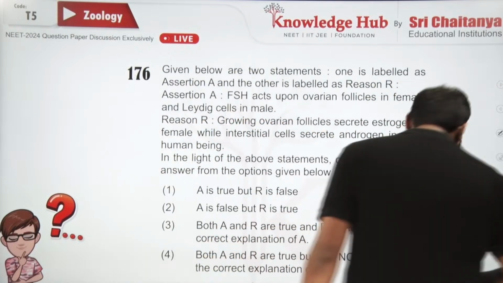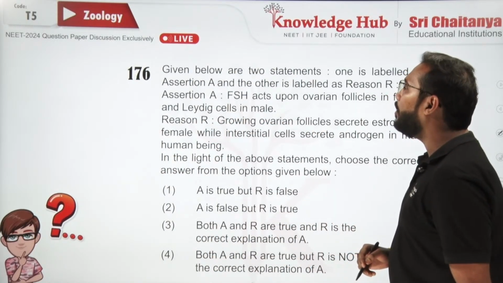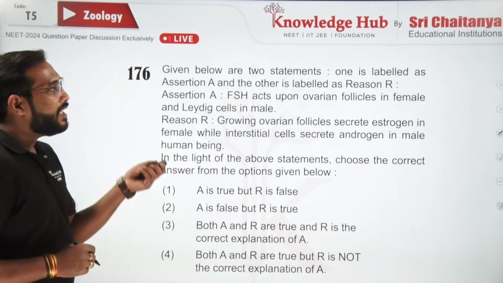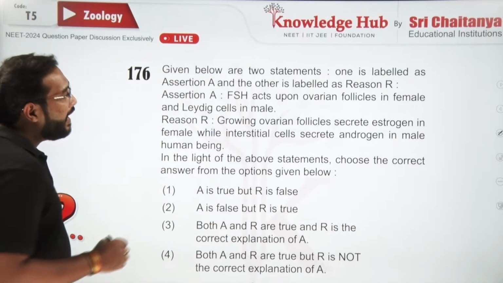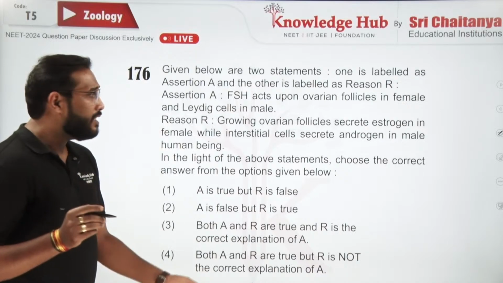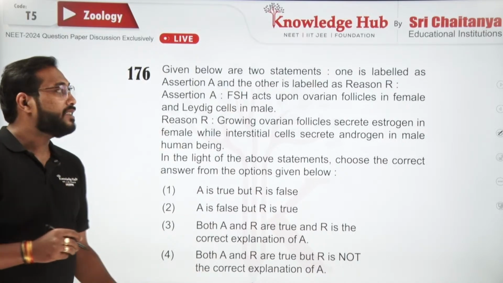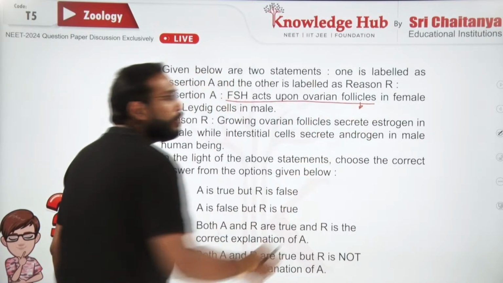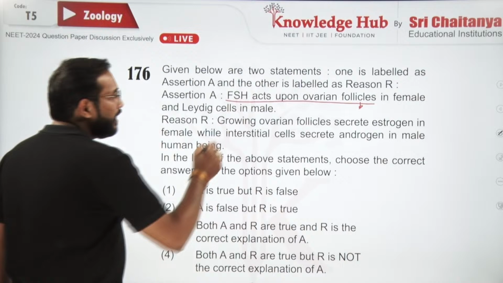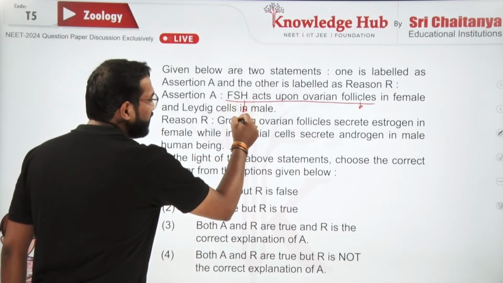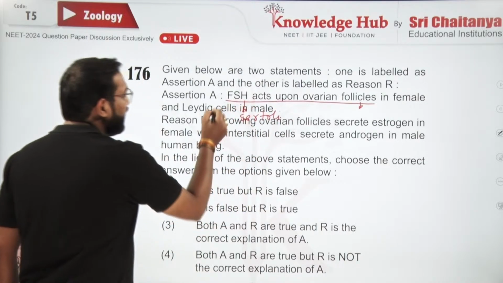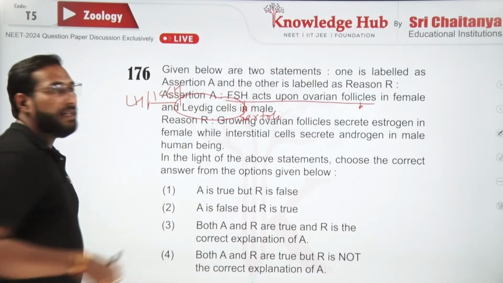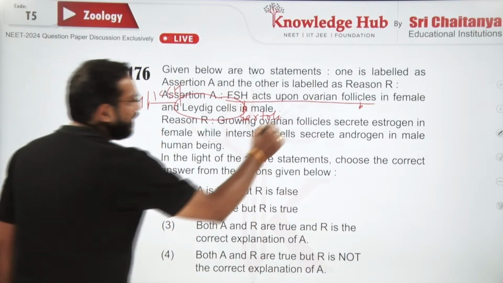So, the very next question we have here: given below are two statements. One is labeled as assertion and the other is labeled as reason. So, a simple assertion-reason question. FSH acts upon ovarian follicles in females and Leydig cells in males. Now, FSH obviously acts upon ovarian follicles and stimulates growth in them. But in males, FSH will act upon Sertoli cells. Leydig cells are acted upon by LH, or ICSH as it is called in males, right? So, therefore, this assertion is false.